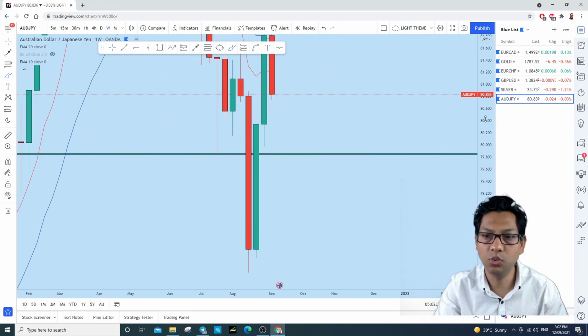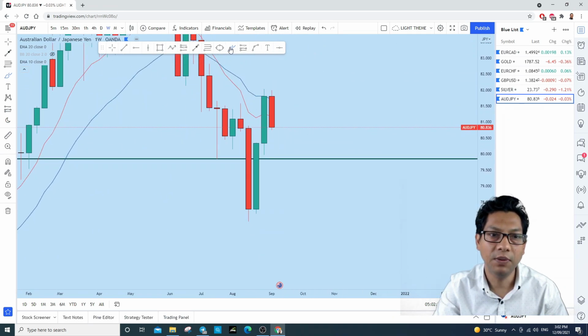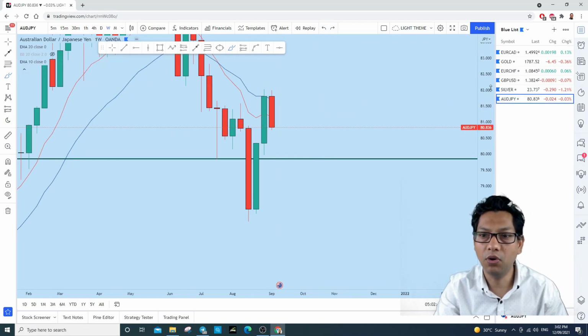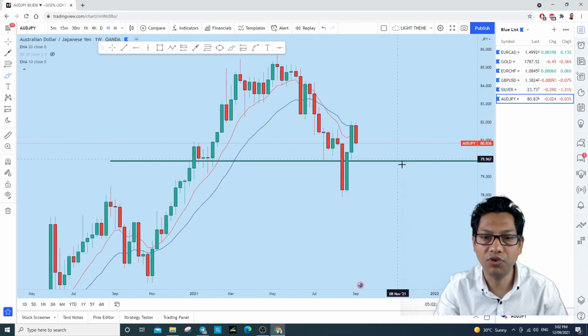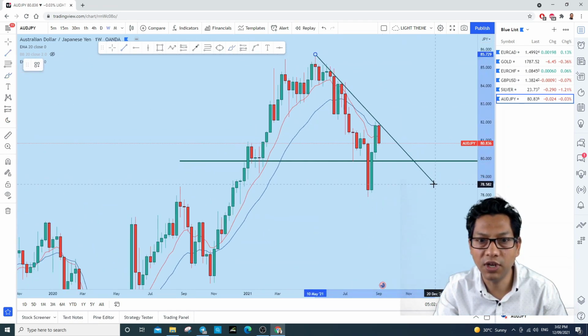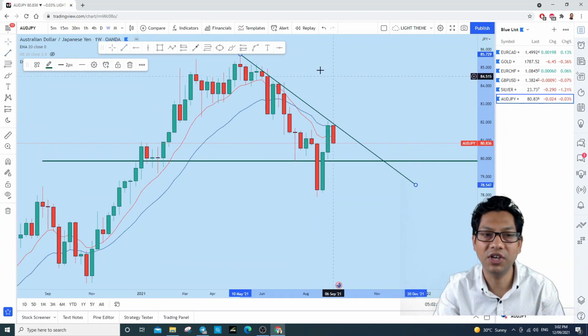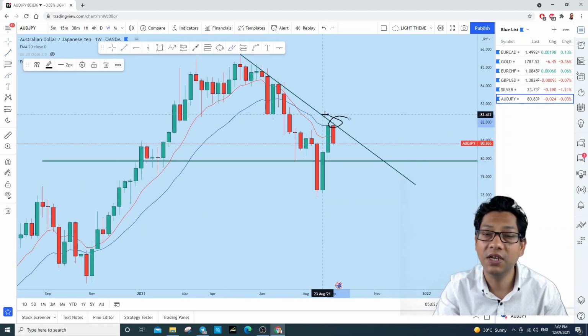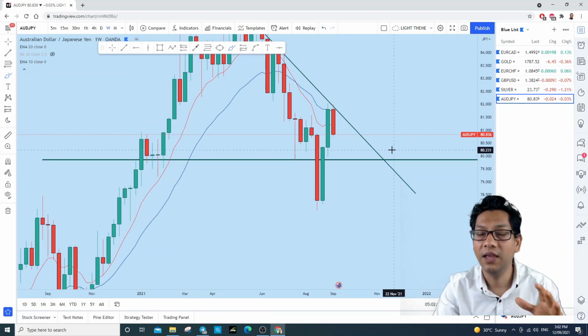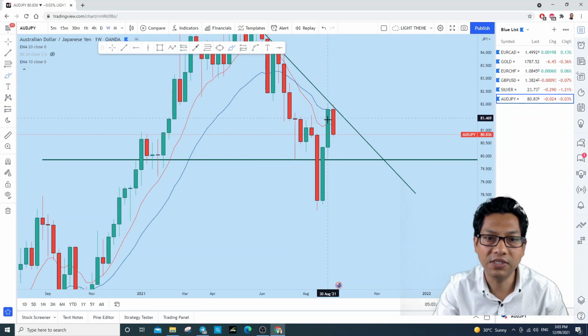Now on the weekly as well, what we have seen is that the previous week has created this bearish candle. Now because this is an established downtrending market, the price could not even break this trend line. If you draw this trend line, the price has just been rejected from this trend line.